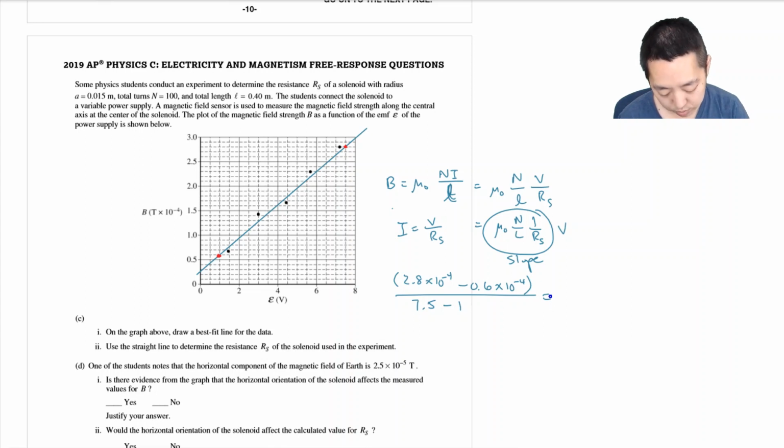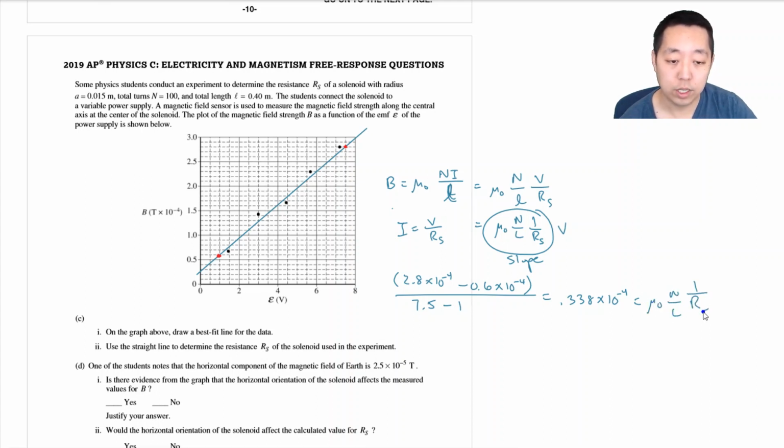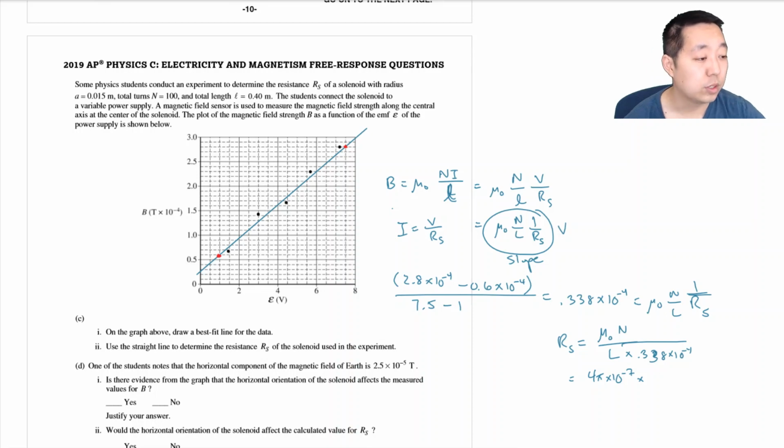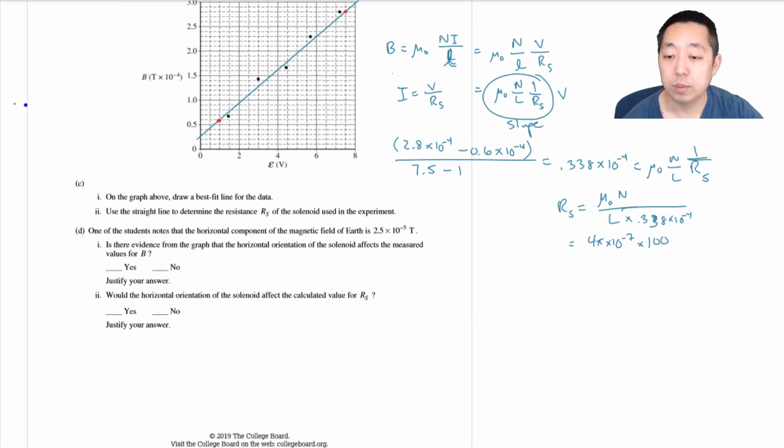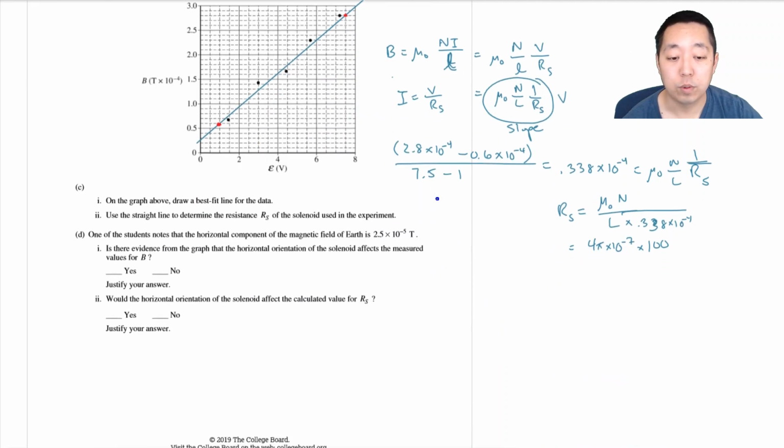2.8 minus 0.6 divided by 6.5 is 0.338 times 10 to the minus 4. Now that's my slope. And that has to equal mu naught N over L, 1 over Rs. So Rs is going to equal, I'm going to bring Rs up here, mu naught N over L divided by 0.338 times 10 to the minus 4. And this is 4 pi times 10 to the minus 7, I believe. Let me just double check that. Yeah. Number of turns they gave you was 100, and length was 0.4.